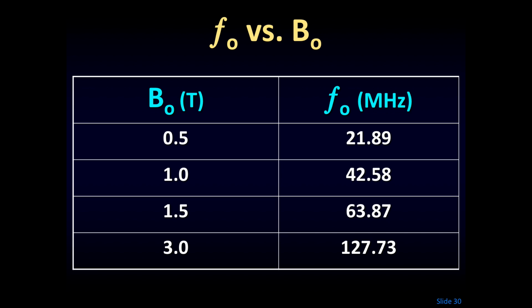Now, you can plug in that formula, frequency equals gyromagnetic ratio times B0, into Excel or into your calculator. And pretty simply, you could make a table that shows you for different B naughts, 0.5, 1, 1.5, 3 Tesla, what is the frequency of precession. And you'll see that at 1.5 Tesla, the precessional frequency is 63.87 megahertz, TV channel 2. And at 3 Tesla, it's 127.73 megahertz, which is air traffic control.